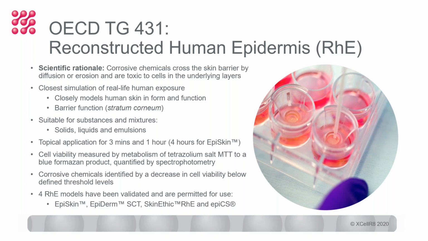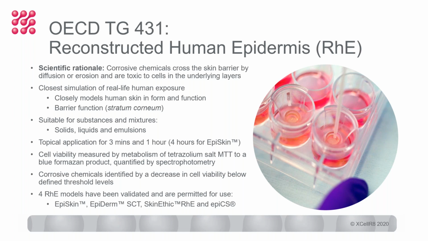Now, when the chemical is applied to the skin, the cell viability is then measured by metabolism by those cells of a tetrazolium salt known as MTT, which is really widely used as a viability indicator. And MTT is converted to a blue formazan product, which can easily be quantified by spectrophotometry. So essentially, if the cells are damaged, we're getting a smaller amount of the blue formazan product, and that's reflected in the reading of the spectrophotometer compared with the untreated control.